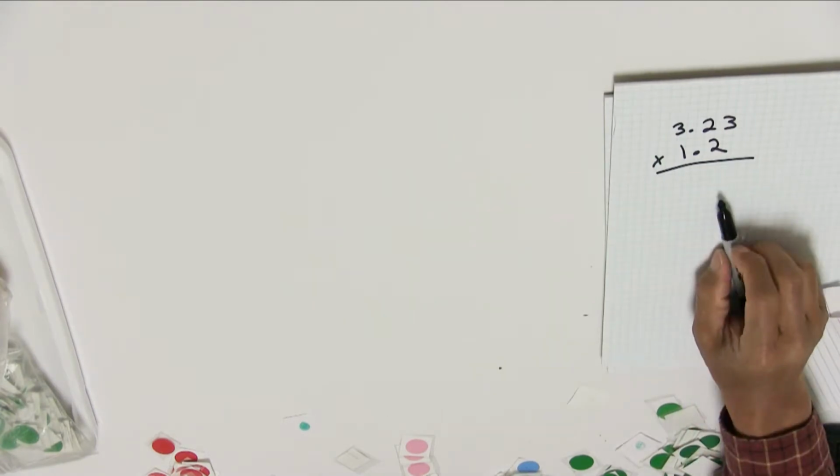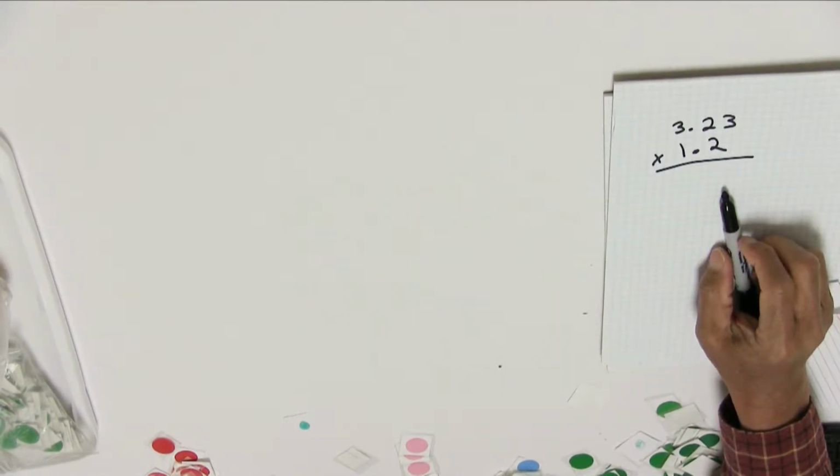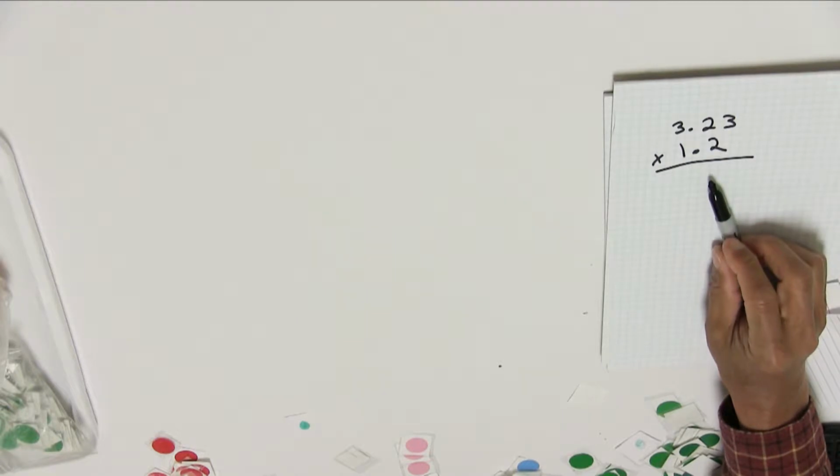Today we're going to do decimal multiplication, 3 and 23 hundredths times 1 and 2/10. And in this particular case, I can't use base 10 materials.